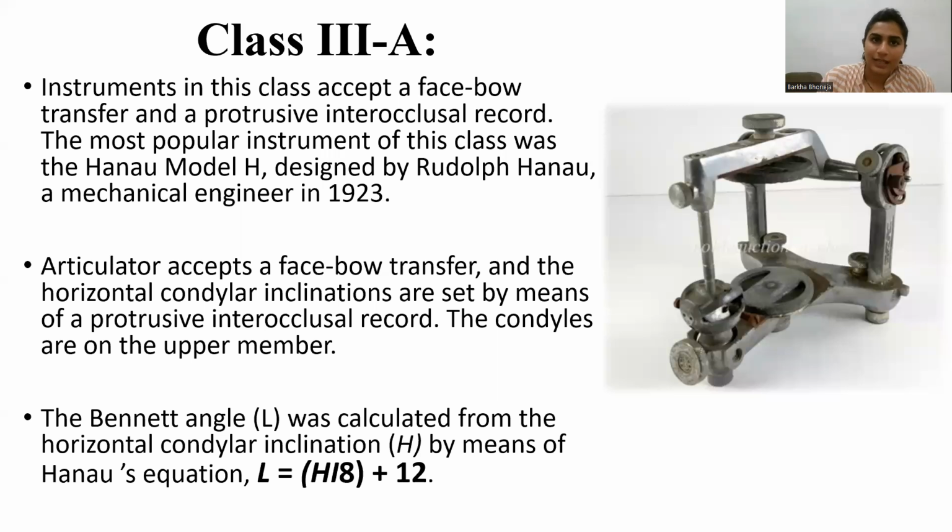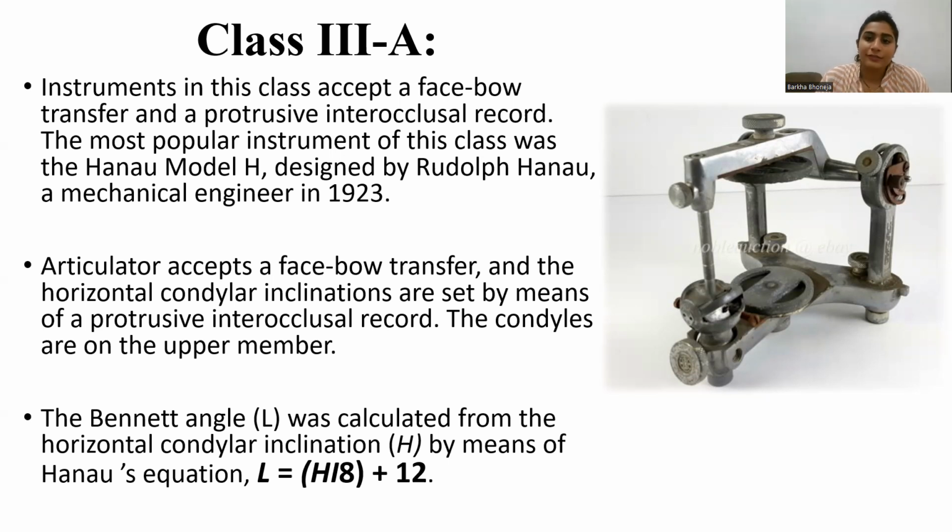Now there are two types again that I told you, type A and type B in class 3. So type A kind of instrument in this class accepts a facebow transfer and a protrusive interocclusal record. But the lateral cannot be recorded from the patient. It has to be calculated on average with the formula as I've told you before: L equals H upon 8 plus 12. The most popular instrument of this class was the Hanau Model H, designed by Rudolf Hanau, a mechanical engineer, in 1923. So you have to remember that it was fabricated by a mechanical engineer.